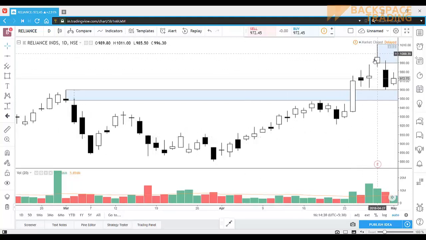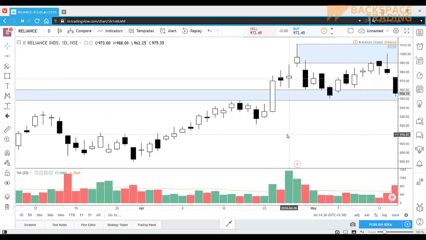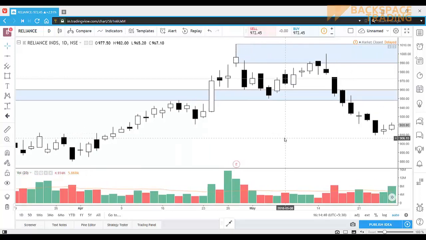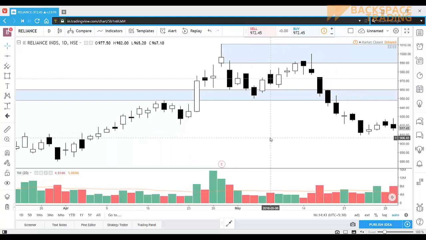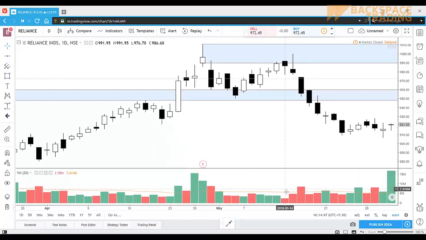And this miniature shooting star happened, and price touched again, giving a bigger shooting star. Now look into volume and candles, okay? What do you see over here? This humongous spike of candle along with a doji and another doji.